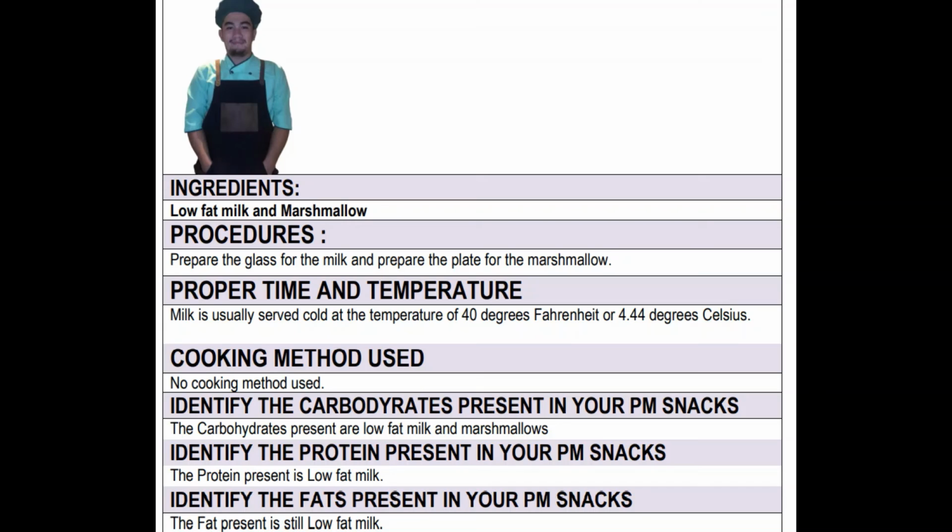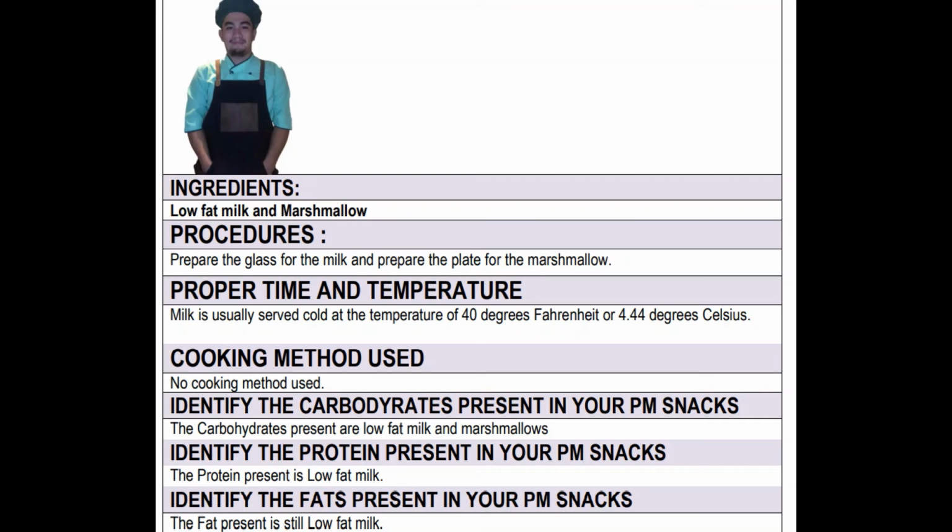So this is my laboratory uniform, and for the ingredients we have low-fat milk and marshmallow. For the procedures, we need to prepare the glass for the milk and prepare the plate for the marshmallow. So the proper time and temperature: milk is usually served cold at a temperature of 40 degrees Fahrenheit or 4.44 degrees Celsius. So the cooking method used is none.